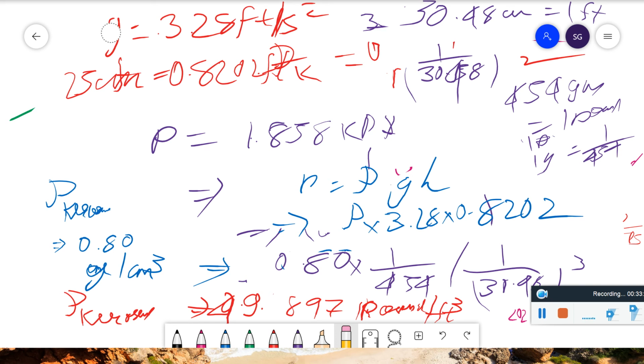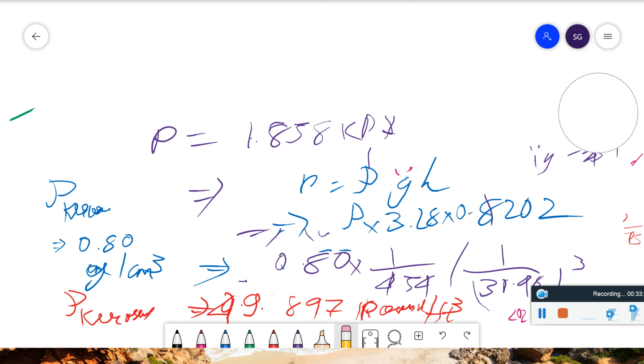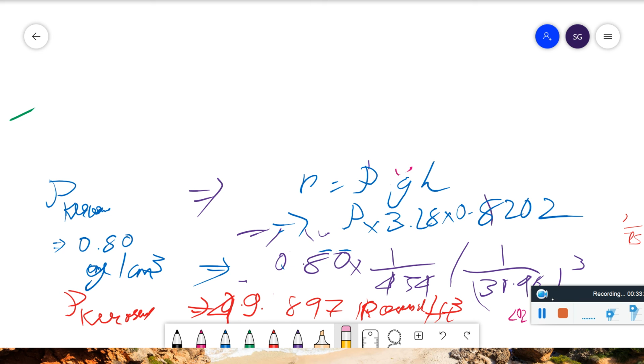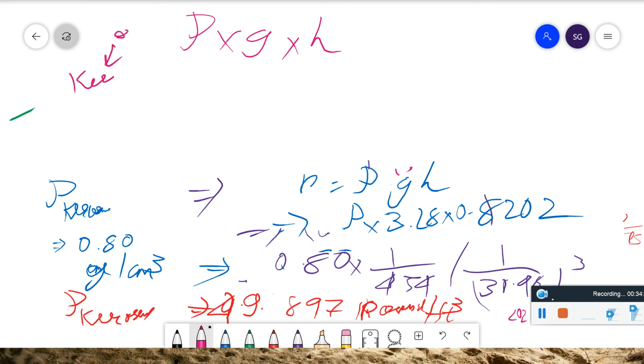Now I will just rub this off. Now we are just concerned about P is equal to rho g h. The formula is very simple: P is equal to rho g h. Remember this pink is for kerosene, because I will not write it again and again, and this red is for the Hg symbol.